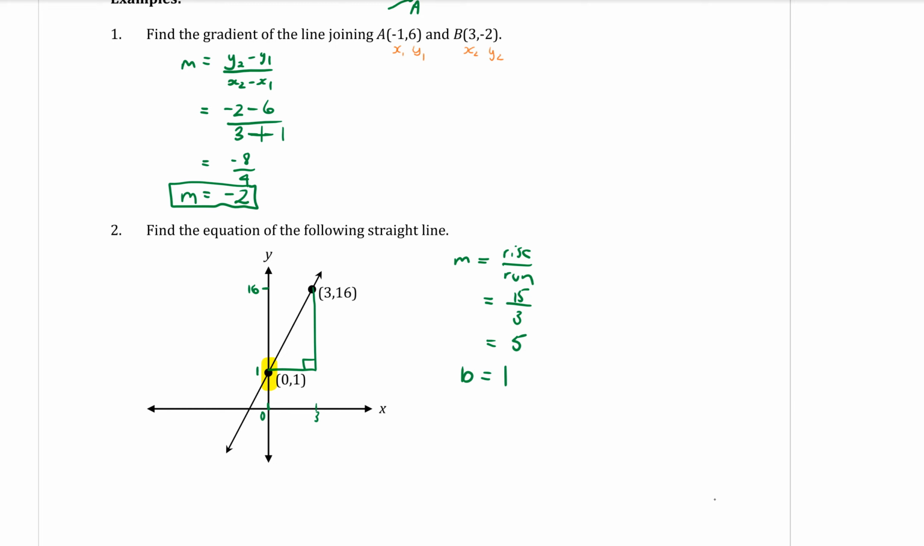So then finally, using y equals mx plus b, I just sub in that m is equal to 5, so 5x, and the b is equal to 1, and that's the equation of my line, which is the final answer that we were trying to get.